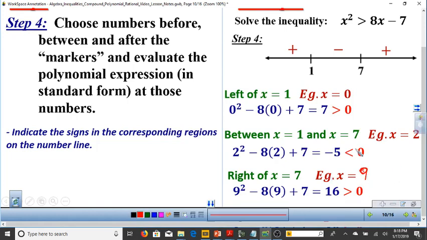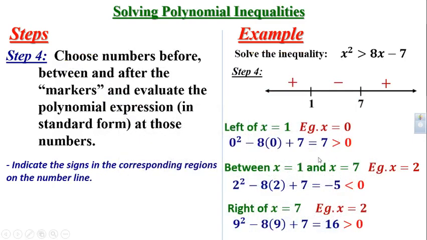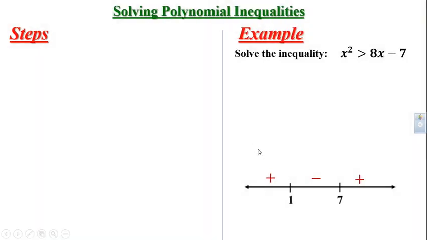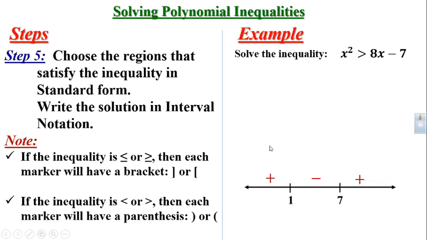Now, let's move on. So once we have our markers and we have our regions that are marked, saying when we plug a number to the left of 1, we get positive. Between 1 and 7, we get negative. And after 7, we get positive. Now we're going to have to see which region satisfies the inequality.